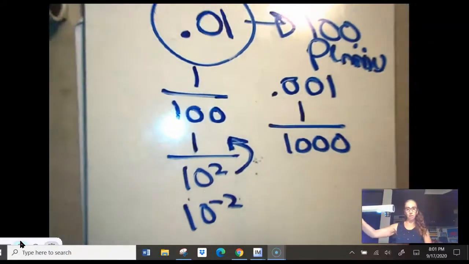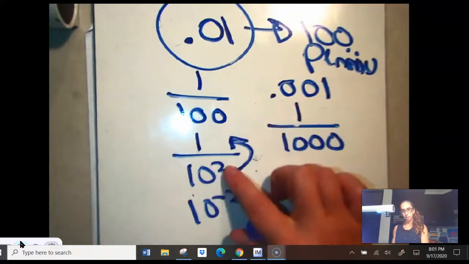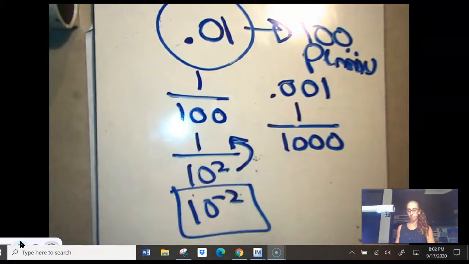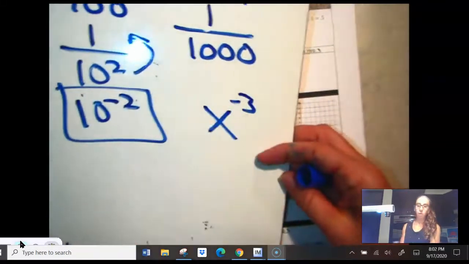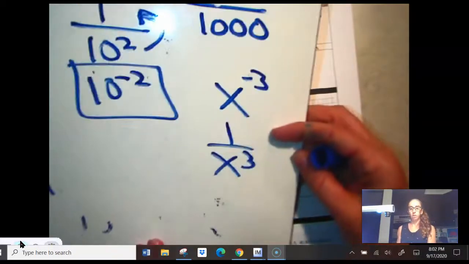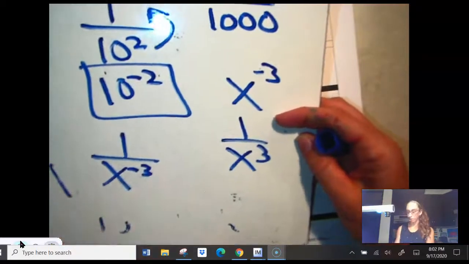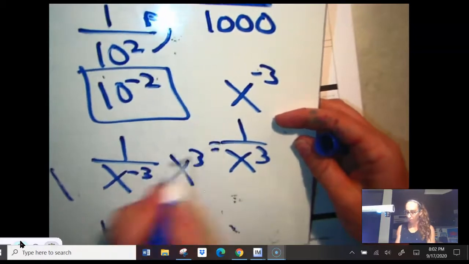So what does that mean? 0.01 is 1/100th, which is 1 over 10 squared. But we don't like a fraction, so it's 10 to the negative 2. Okay? So let me give you another example. If I had x to the negative 3, you go, Ms. Rifkin, you can't have negative exponents. You move it downstairs. What if you had 1 over x to the negative 3? You go, Ms. Rifkin, I don't like negative exponents. It's down. Bring it up. Okay?